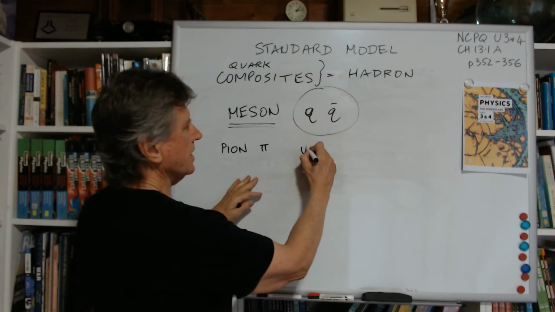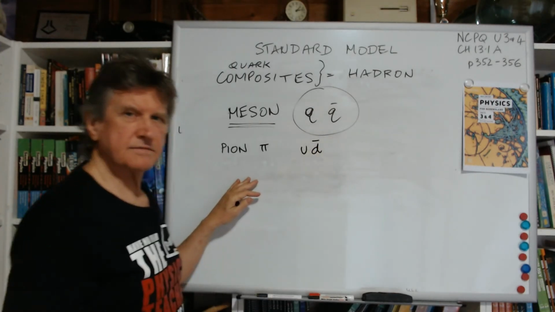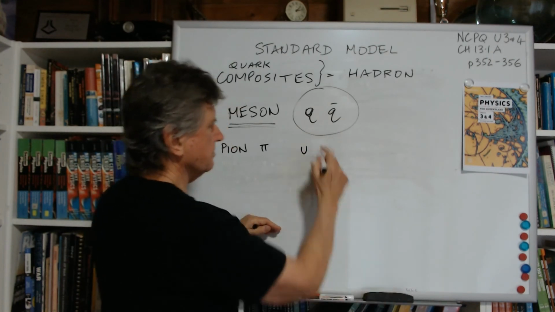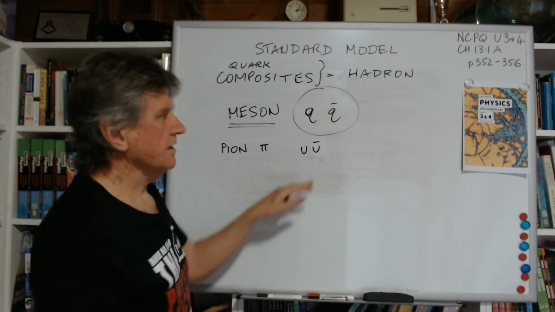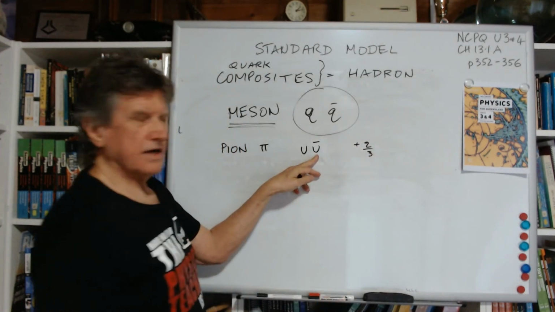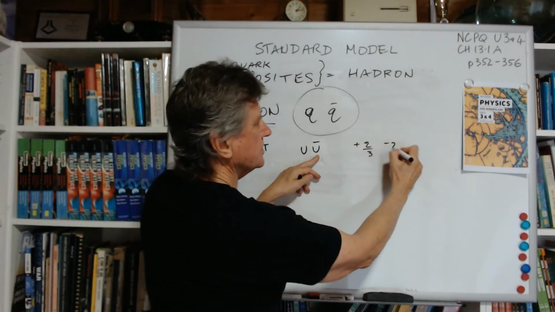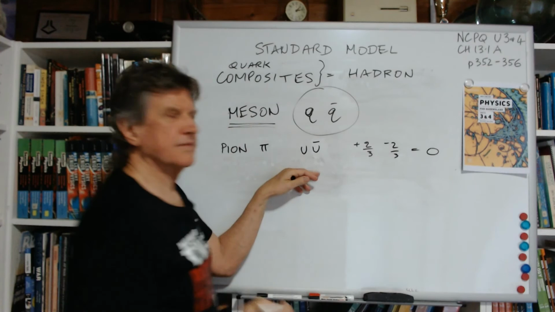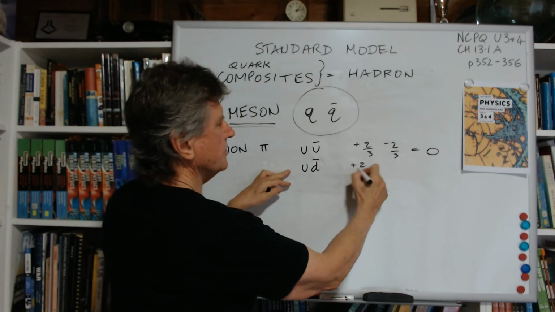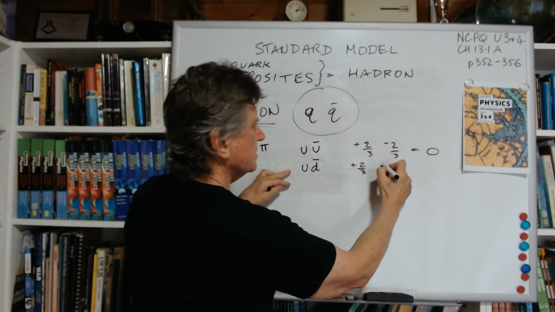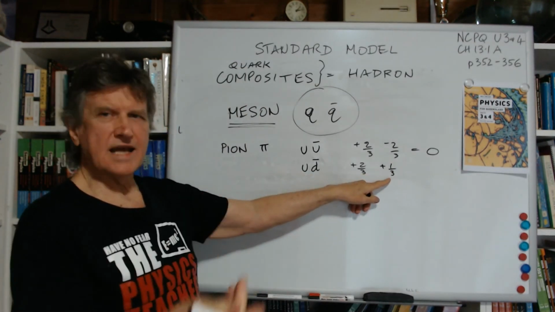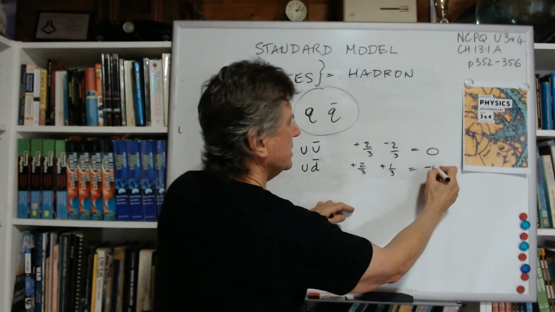So for instance, if you had an up and an anti-down, let's start with an up and an anti-up. Make it even simpler. Now the electric charge on that: an up is plus 2/3, this is the anti, so it's minus 2/3, and it's 0. So no charge. If you had an up and an anti-down, it'd be plus 2/3 plus a third, because a down is minus a third, and this is the anti-down, so it's plus a third, and that would be plus 1.